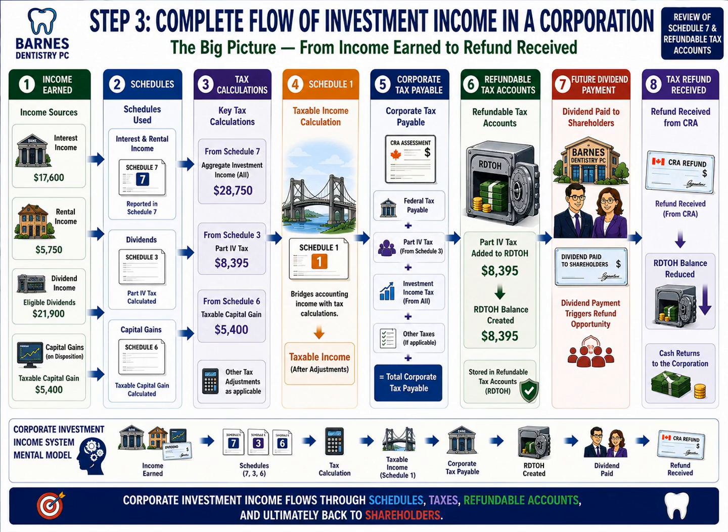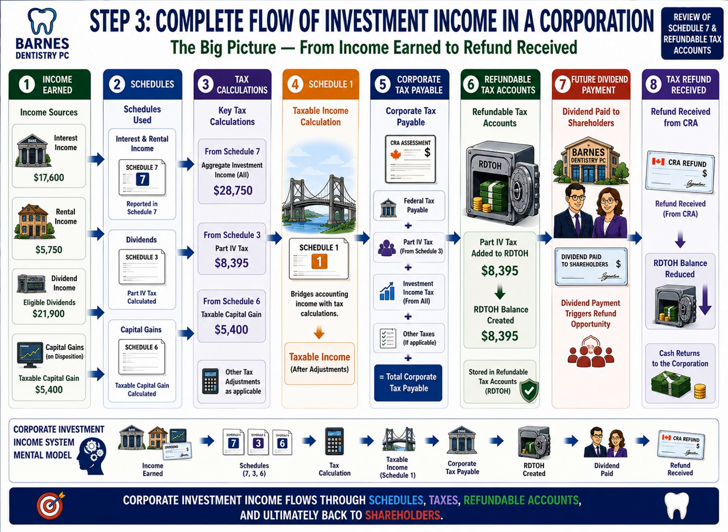The next stage is future dividend payments. At some point, the corporation distributes profits to its shareholders. This dividend payment becomes the trigger for the refundable tax system. The corporation has now reached the event that allows refundable tax balances to begin flowing back.